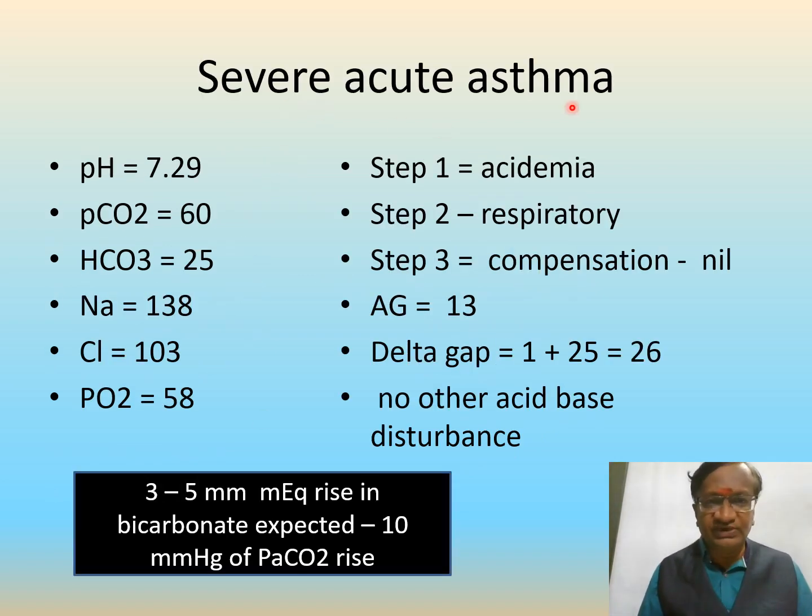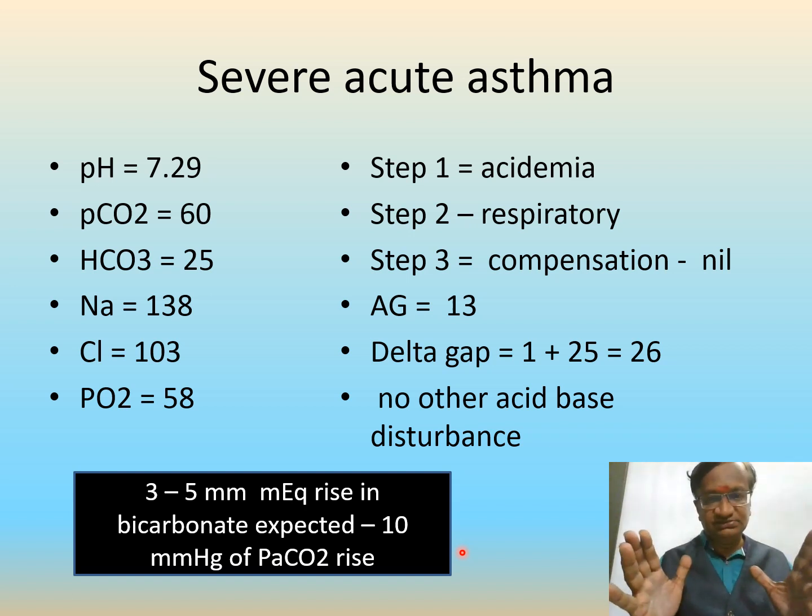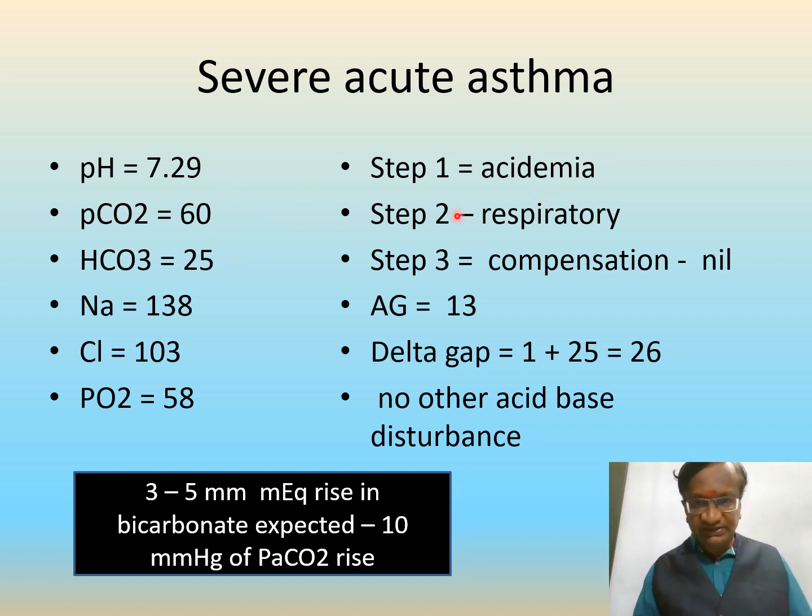Now we get severe acute asthma, pH 7.29. See, for a 10 milliequivalent rise in bicarbonate expected, the PCO2 should increase by 4. The normal compensation. See here, pH is 7.29, acidosis. PCO2 is 60, respiratory acidosis. Now the bicarb, step 3, compensation. What should the bicarb be? Normally for 10, 40 and 20. That should be a 3 to 5 increase, 8 increase. It is okay. Compensation is there. Not much extra compensation. This is what I can say.